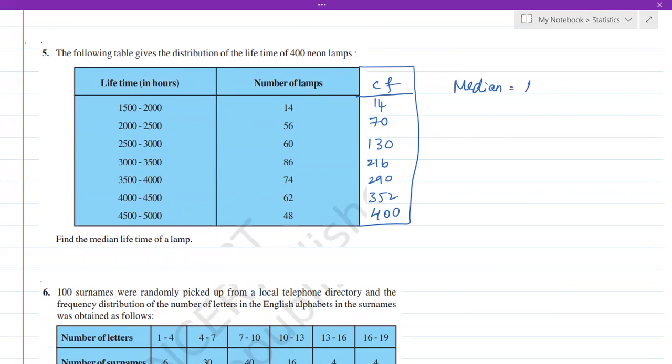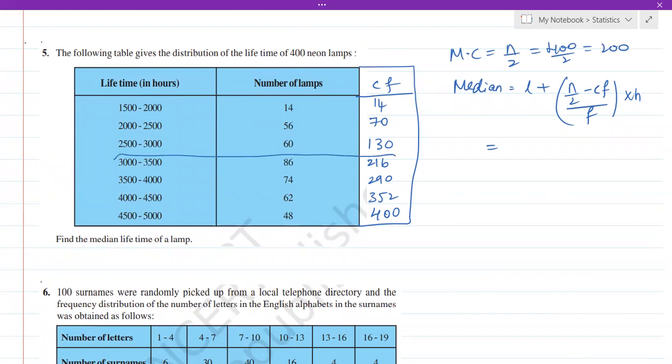Median is equal to L plus n by 2 minus CF by F into H. So what is the value of L here? The value of L, for that we have to find the median class, right? Median class is n by 2, which is 400 by 2, that is equal to 200. 200 comes here. Okay, so this will be our median class. So L value is 3000 plus n by 2 is 200. CF we have to take the previous one, which is 130, and F the corresponding one, that is 86, into H the class size is 500.